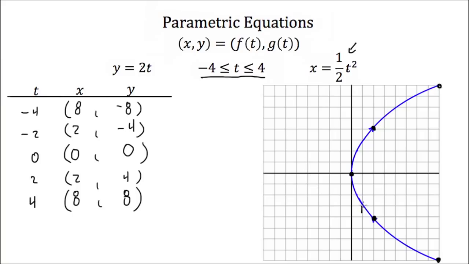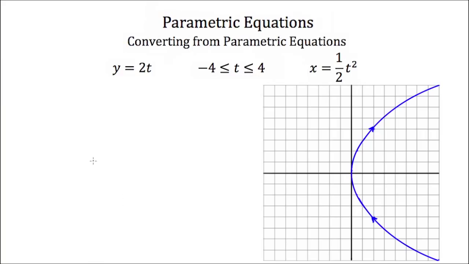So I am moving in this direction, or you can say my orientation is in this direction. So as my value of t changes between -4 and 4, I'm moving in this direction along my parabola. And these are the parametric equations for my parabola.